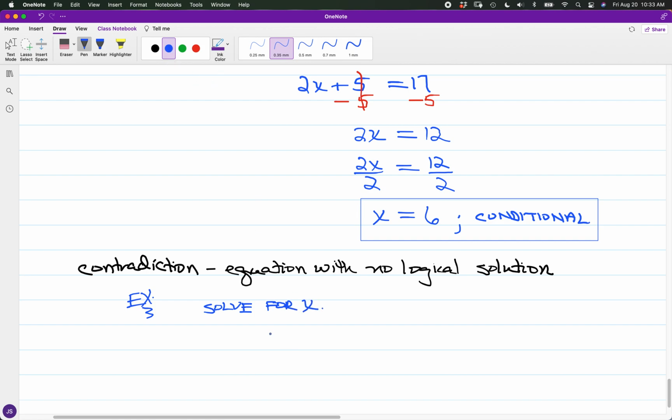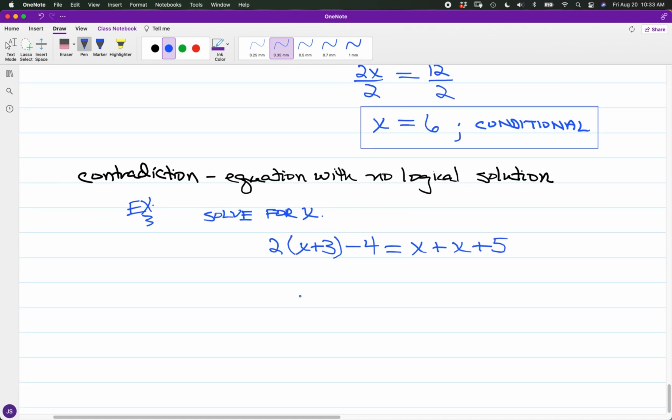we'll say we have 2 times the quantity of x plus 3 minus 4 is equal to x plus 5, and looking at solving for x. Okay, so if we simplify this equation, we can go ahead and distribute the 2 over the binomial x plus 3. So we have 2x plus 6, followed by the subtraction of 4.